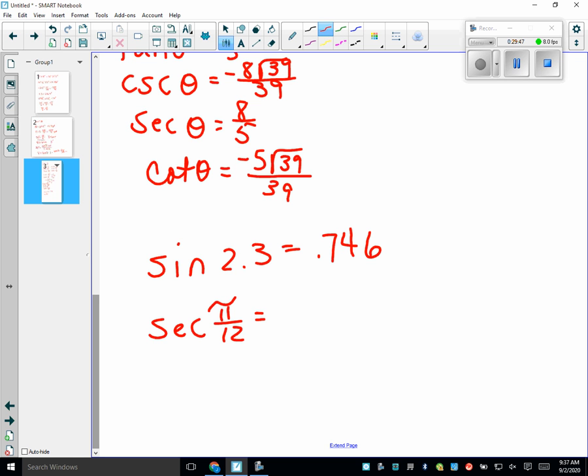I just cleared everything on my calculator. Decimal places. Oh my gosh, I know how to do it. 1.035. Yep.